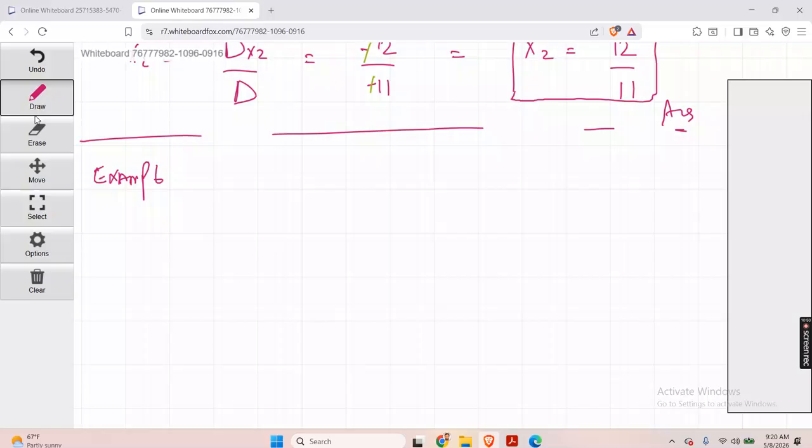Try this example. You will not forget it then. 2x minus y is equal to 17. 3x plus 5y is equal to 6.